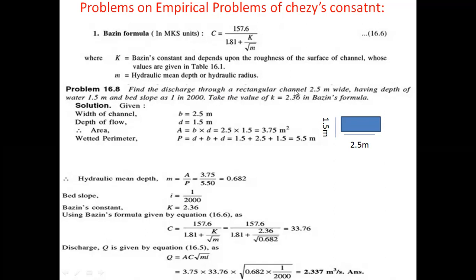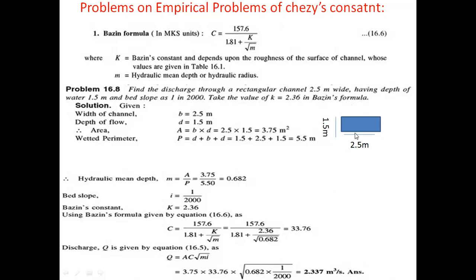Find the discharge through a rectangular channel. The width is 2.5 meters. The depth of the channel is 1.5 meters. The bed slope I value is given as 1 in 2000. Take the value of K equal to 2.36 in Bazin's formula. Bazin's constant value is given as 2.36.